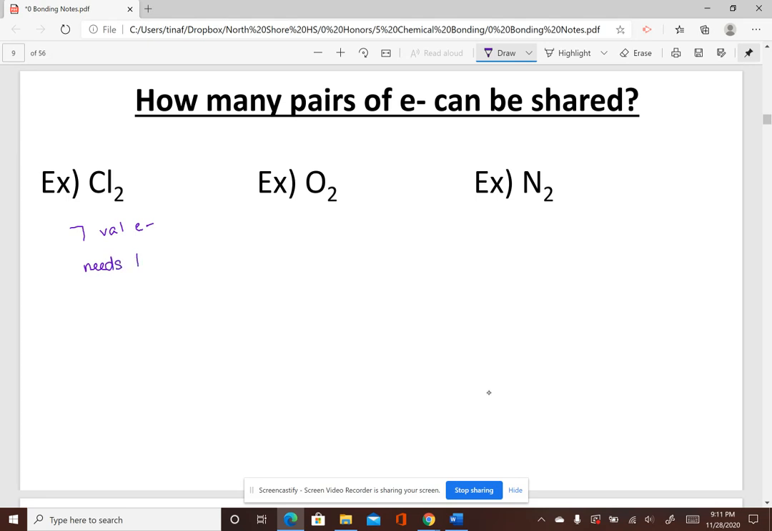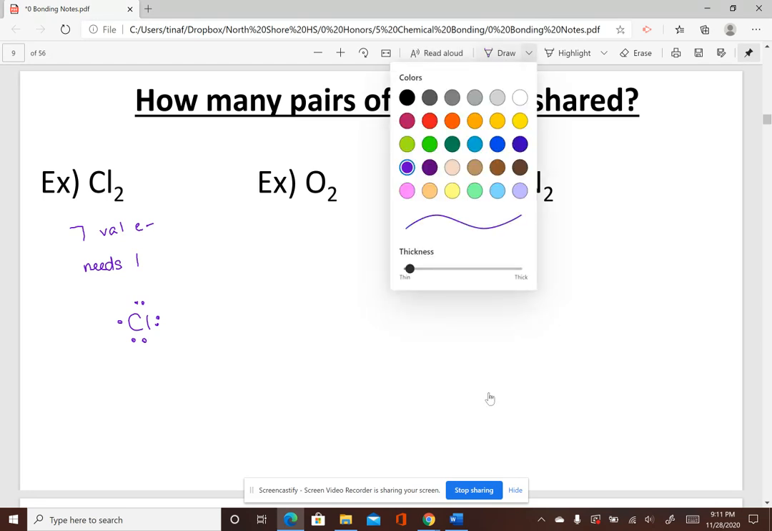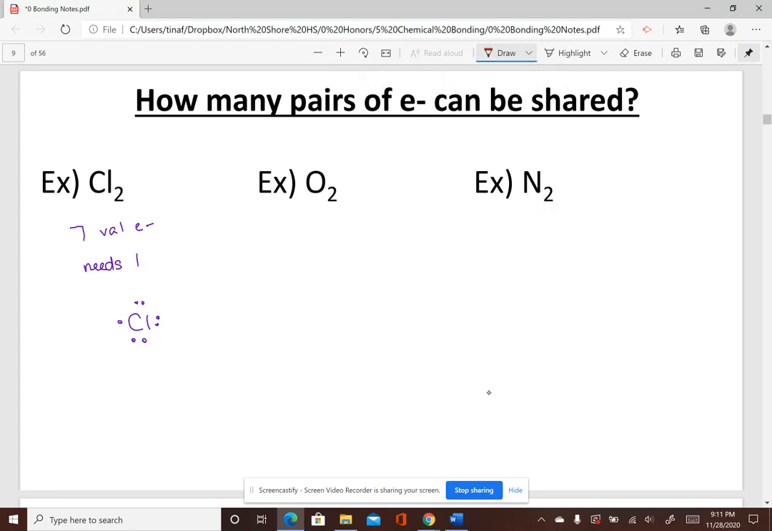So when I form a bond between my two chlorines, right? There's my one chlorine. I'm going to change my color. Here's my other chlorine. 1, 2, 3, 4, 5, 6, 7. So each chlorine atom shared one electron with the other. So this is a single bond. And a single bond is when you have two electrons shared. It's one from each atom, so it's one pair of electrons.